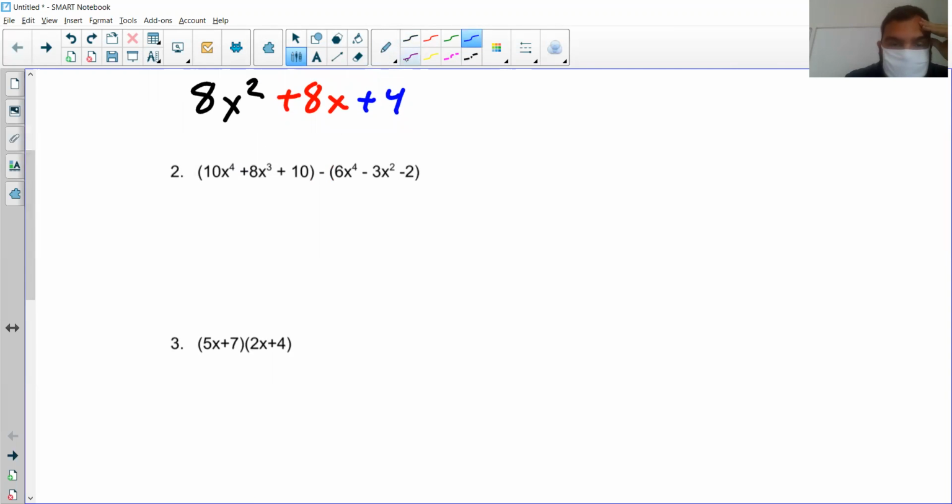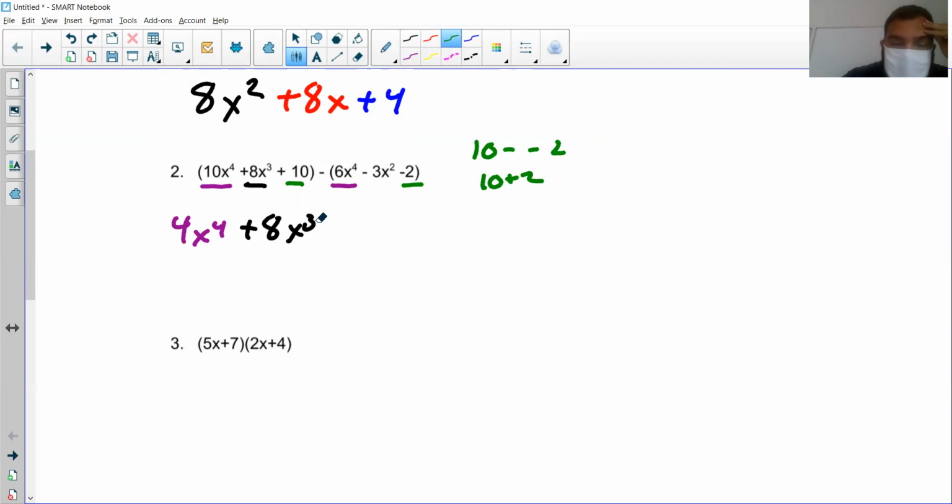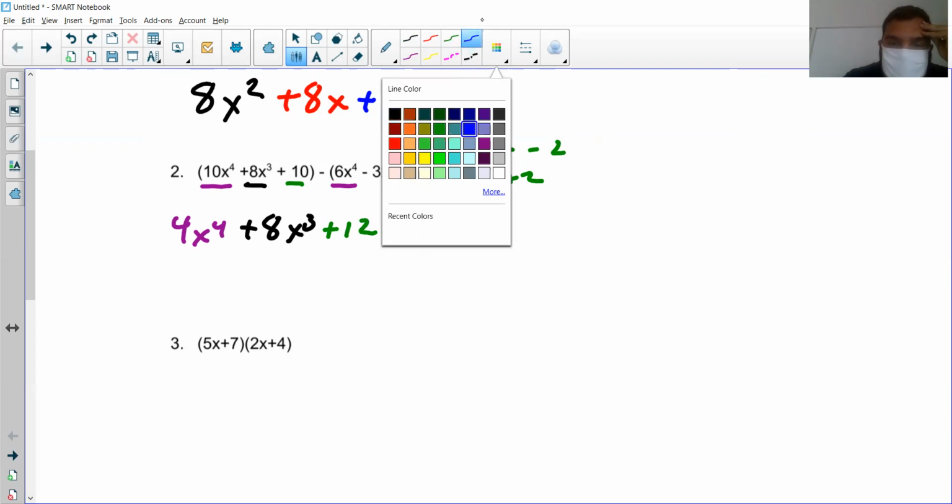Next one. 10x to the fourth minus 6x to the fourth. That is 4x to the fourth. 8x to the third, I look around and I see 8x to the third. So 8x to the third, there's nothing that affects it. There's no other x to the third. 10 minus negative 2 is the same as 10 plus 2. So this is a plus 12. And the last one's a little bit tricky.